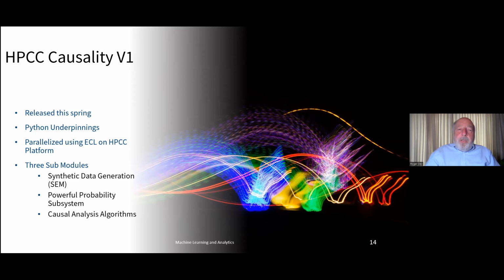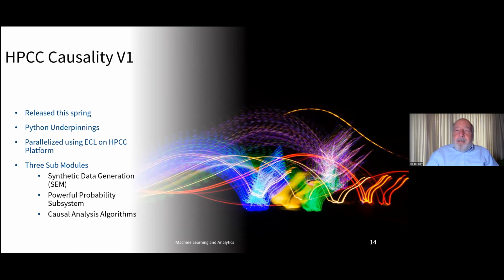The version 1 toolkit has 3 submodules: a synthetic data generation module. This allows complex multivariate, which means multivariable data sets, to be constructed that have intricate relationships between variables. And we can simulate real-world data sets this way. But the big difference is that we know what the causal relationships are, so that when we run our causality algorithms, we know when they're right.